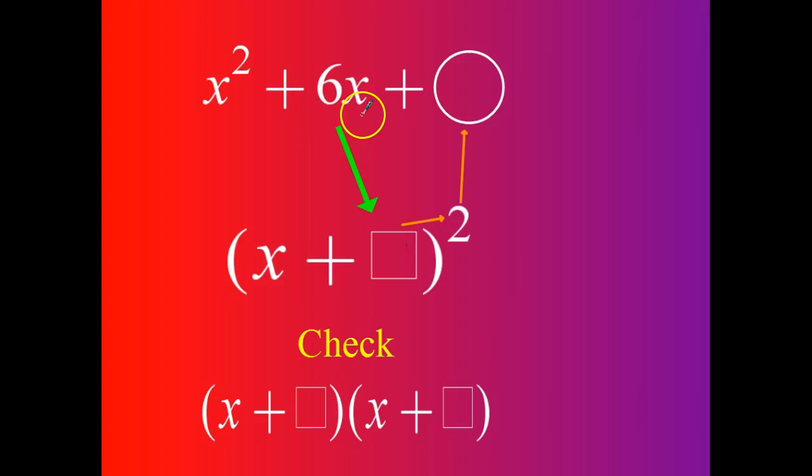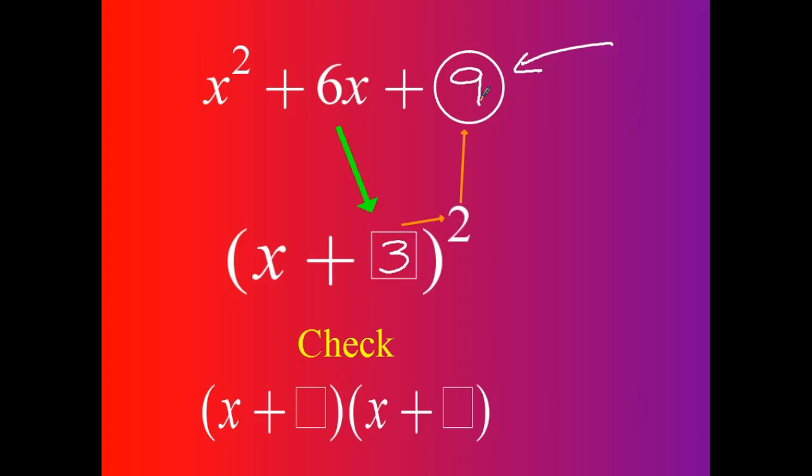In order to get a middle term of positive 6x, I'm going to need to have plus 3 here. Because if I do x times 3, I get 3x, and then 3 times x is 3x, together makes 6x. So then if I square the 3 to here, that's going to put a 9 there. So the number that I need to put in for c, in order to make this a perfect square, is 9. Hopefully you're following that.